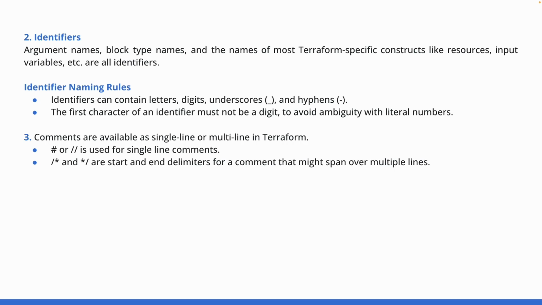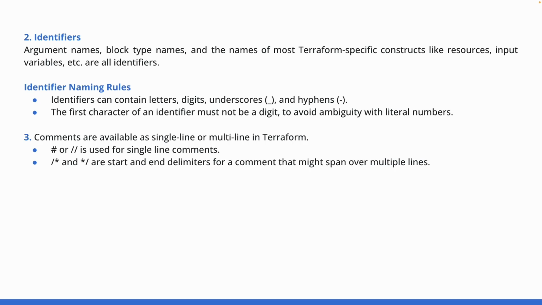Now let's talk about identifiers. Identifiers, as I already said, are the names. So basically argument names, block names, etc. are called identifiers. There are certain rules to use identifiers. For example, identifiers can only contain letters, digits, underscores and hyphens. And second, the first character of an identifier must not be a digit, to avoid any ambiguity with a literal number. So for example, you are writing a variable name, you cannot use a variable name that starts with a digit. This is a constraint that's been applied on identifier naming.